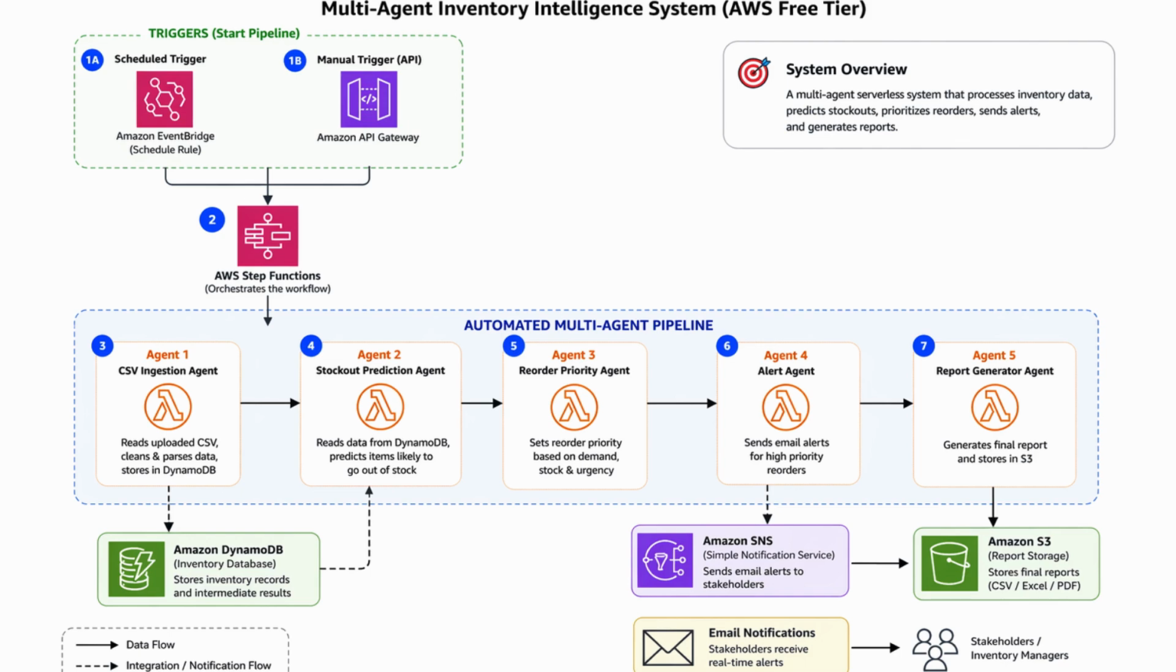Then everything goes into AWS Step Functions. From there, 5 Lambda-based agents process the data one by one. The first agent reads the CSV and stores it in DynamoDB. The second predicts stockouts. The third sets reorder priority. The fourth sends email alerts through SNS, or Amazon Simple Notification Service. And the fifth generates the final report and stores it in S3. And I built this system entirely using the AWS free tier. Let's jump in.